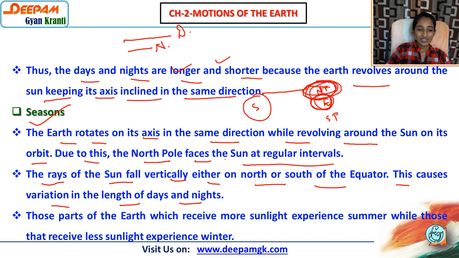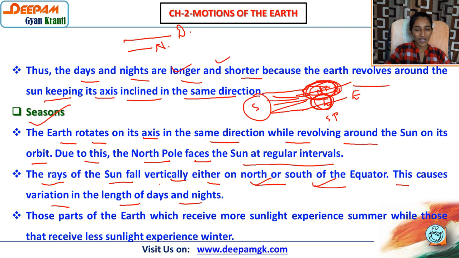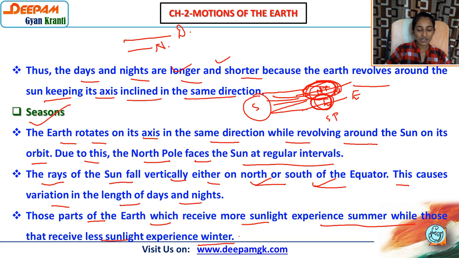And what happened? The rays of the sun, मतलब these ones. So what happened? Either on the north or south of the equator. So this one is our equator. So this one is north and this one is south. So what happened? This causes variation of length of days and night that we had already discussed कि जो हेमिस्फीयर में ज़्यादा सनलाइट मिलेगी वहाँ पे डेज टाइम ज़्यादा हो जाएगा, तो वहाँ पे नाइट क्या हो जाएगी, शॉर्ट हो जाएगी. Those parts of the earth which receive more sunlight experience summer, while those that receive less sunlight experience winter.